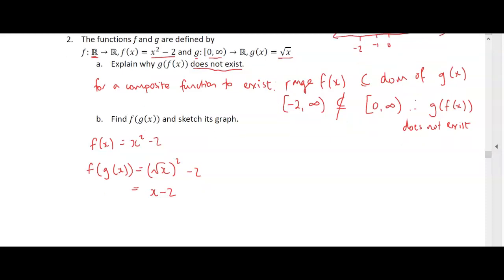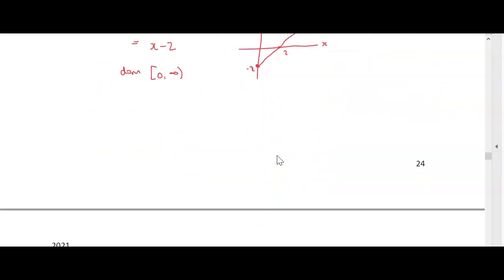Now, we've got to look at the domain before we sketch it. So remember, the domain of f of g of x is the same as the domain of g of x. So the domain of g of x is 0 to infinity. All right, so when we're sketching, we've got a y-intercept of -2 and an x-intercept of 2. And we are starting at 0, so we can draw a closed circle. And it goes up like that. We should call that x. This is f of g of x. And I think that's all we have to do. All right, let's move on.